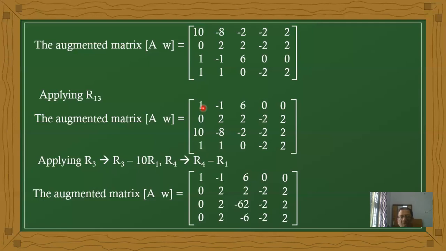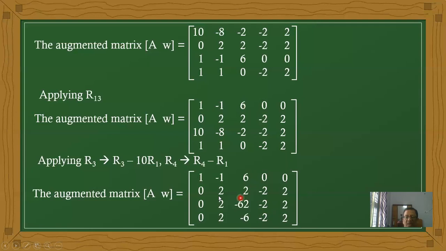Okay, very simple calculation now. 10 minus 10 is 0, minus 8 plus 10 is 2, minus 2 minus 16 minus 6 is 2, and the remaining two are 0. Therefore there is no change in the last two elements, same as it is now. The first row is the same as it is, there is no change. And next subtraction: 1 minus 1 is 0, 1 plus 2 is 0, minus 6 minus 6, and minus 2 and 2.